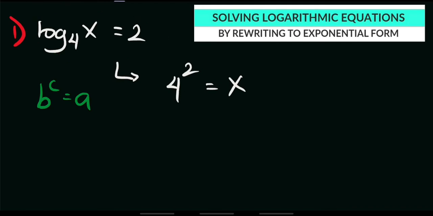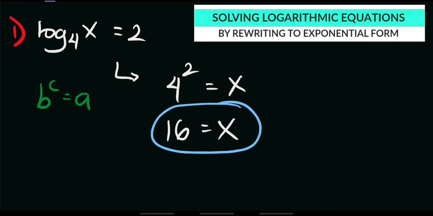Let's simplify this one. We have 4 squared is equal to x. That means 4 squared is simply 4 times 4, or simply 16, and that is equal to x. And that's it. That is our final answer.